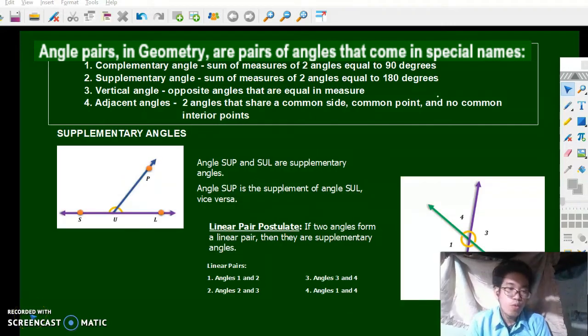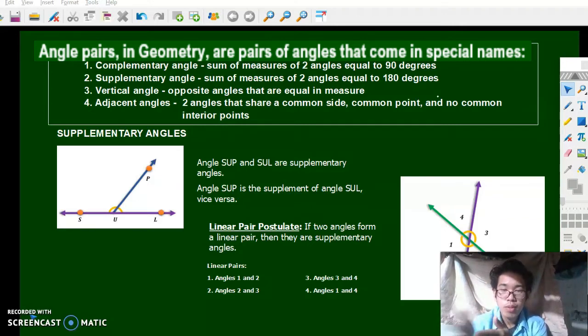We've already discussed two very unique angle pairs. The first one is adjacent angles: angles that have the same side and a common vertex or common endpoint, and they have no common interior points. Then we also have complementary angles, 2 angles that measure 90 degrees. And we also solved the problem involving algebraic expressions using our knowledge about complementary angles.